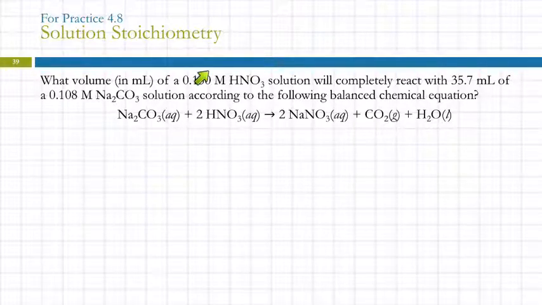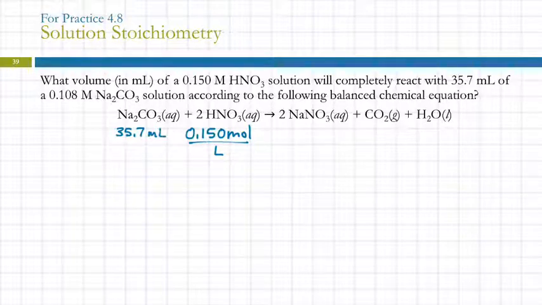So I'm going to take these numbers and organize them under the chemical equation. So the nitric acid has the concentration of 0.150. And again, I'm going to write that capital M as moles over liters. So I can clearly see that is a fraction. That looks like it could be a great conversion factor. 35.7 milliliters of sodium carbonate. And they give us the concentration of that also. 0.108 moles per liter.